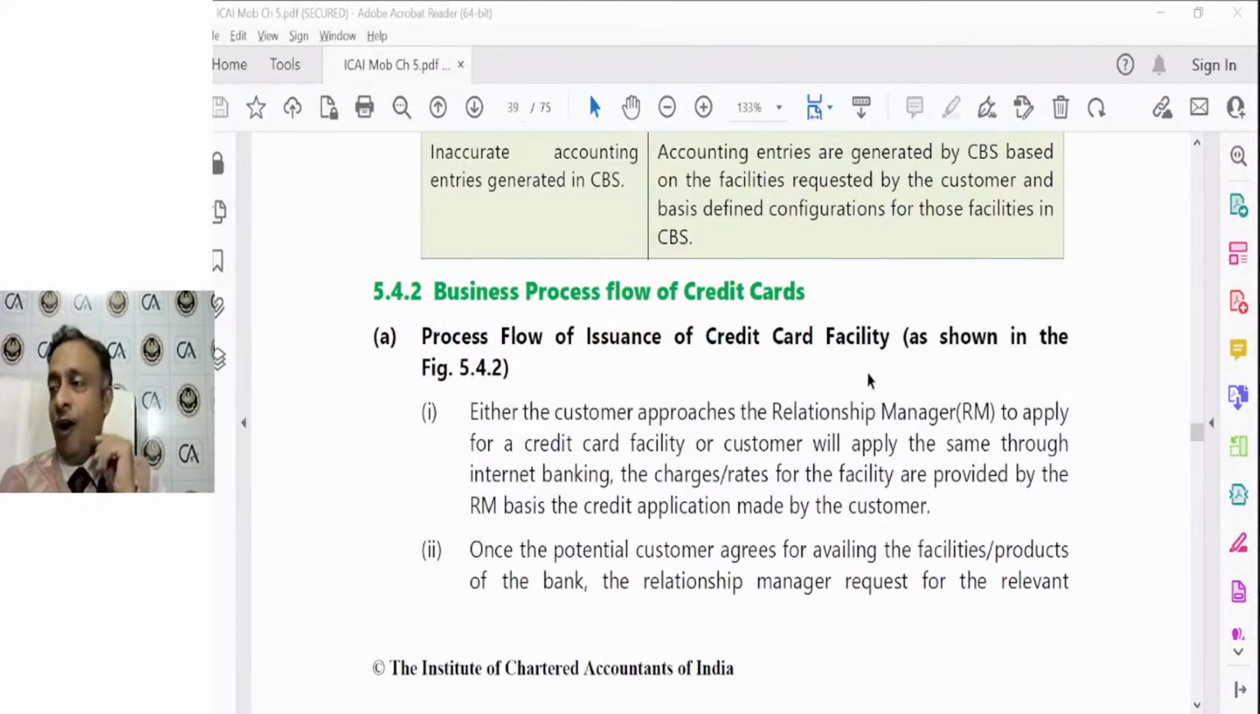How many of you have a credit card? Say yes in the chat.